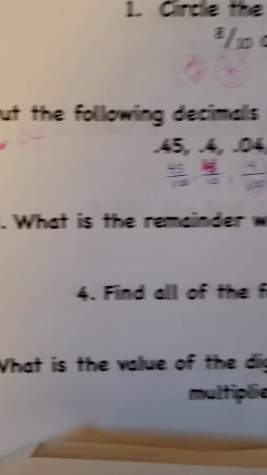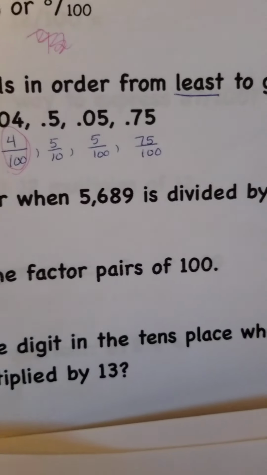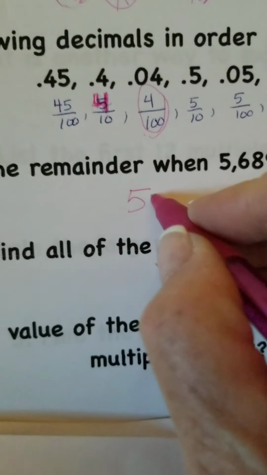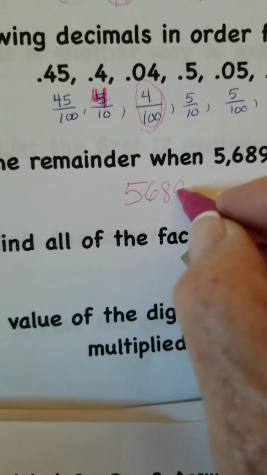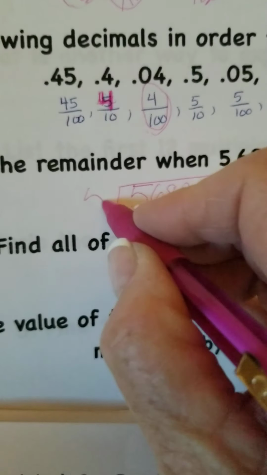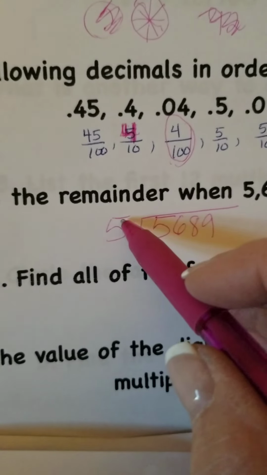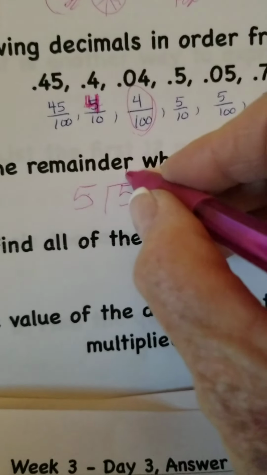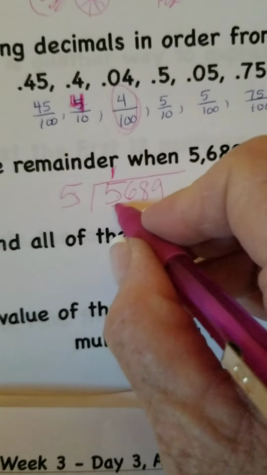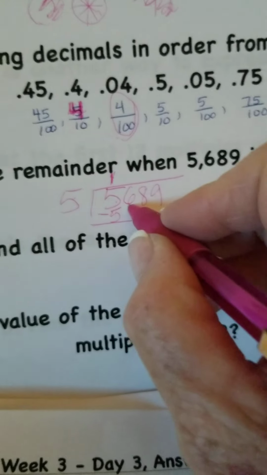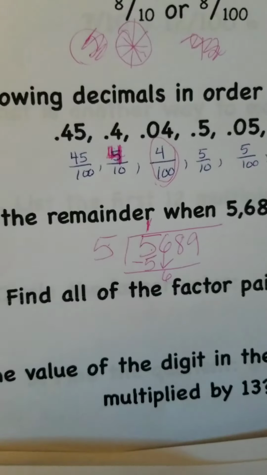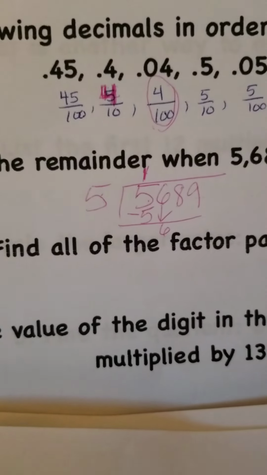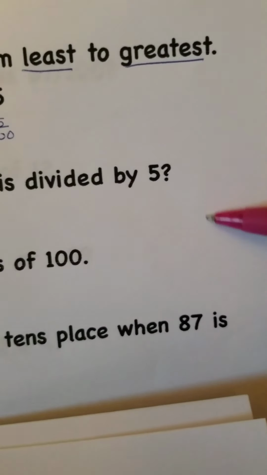Number 3, what is the remainder when 5,689 is divided by 5? They don't tell you you have to do it a certain way, so please write it out like this. Divided by 5. Step 1, 5 divided into 5 goes how many times? 1 time, which is 5. Subtract, bring down, and repeat and continue. You're going to need more room to do this, so you can do it on a scratch piece of paper, or you can move it over here and do it over here.